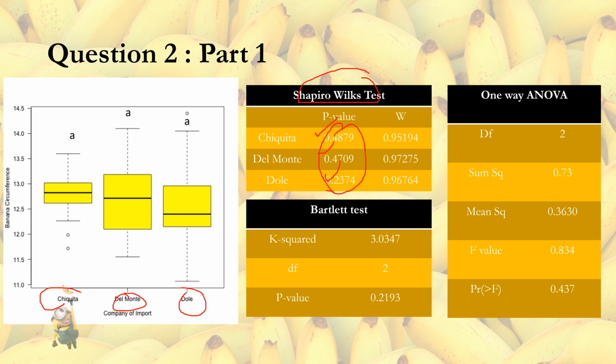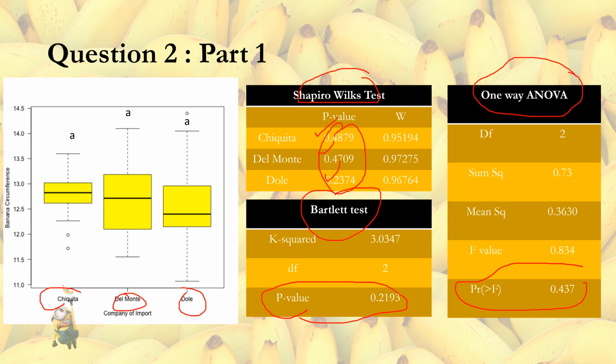And now we can move on to the Bartlett's test, since all of our variables are normal. And we have a value of 0.2193, again greater than 0.05, denoting similar variances among the groups or the variables. And so we're going to move on to the one-way ANOVA test to describe the differences or similarities of means between the groups. And again, we have a p-value that is greater than 0.05 that basically denotes that the means between these companies of import are all the same, and therefore this letter here is all the same.